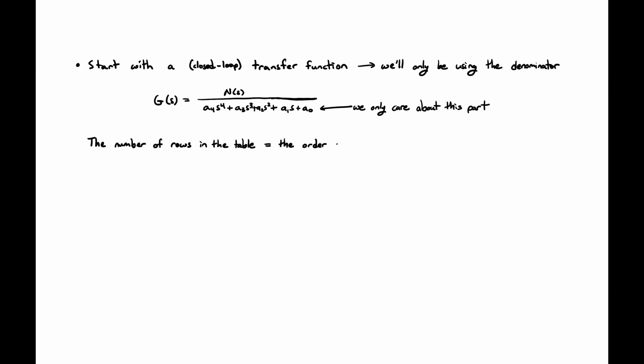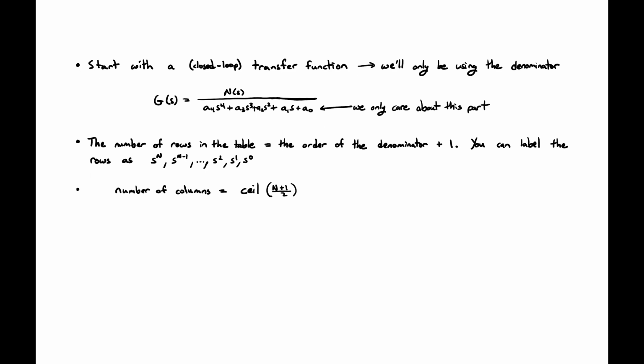If we're building a table, we need to have rows and columns, right? In a Routh table, the number of rows equals the order of the denominator plus 1, right? You can label these rows as s to the n, where n is the order of our denominator, s to the n minus 1, all the way down to s1 and s0. So it's n plus 1 rows. In this case, it was fourth order, so it's going to have 5 rows. The number of columns is the number of rows plus 1, divided by 2, rounded up.